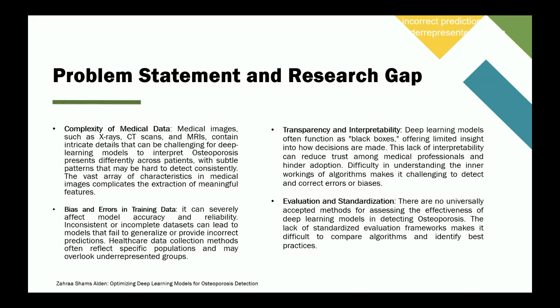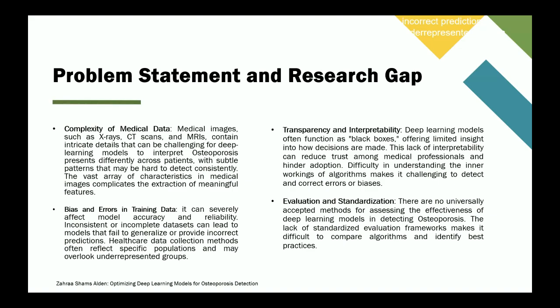This can greatly affect the model accuracy, because inconsistent or incomplete data sets can lead to models that fail to generalize or provide incorrect predictions. Since we are dealing with healthcare data, we need to collect more, as methods often reflect a specific population. Because we are using a small region or a small population, this can produce a biased model. So much research using machine learning or deep learning has to be done with more populations, incorporating more regions.